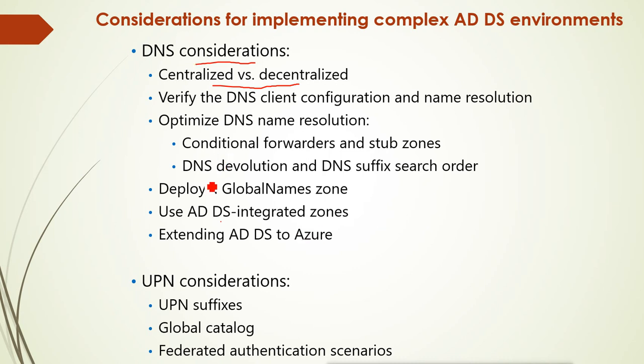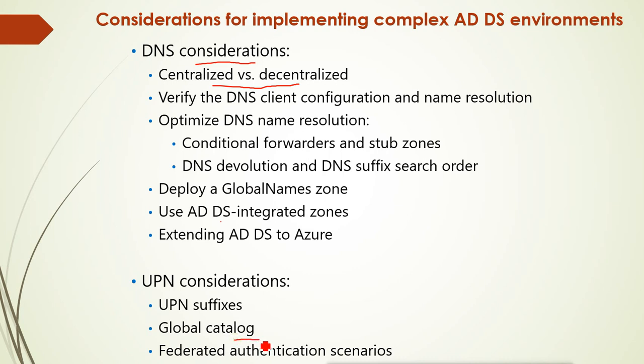Then UPN consideration. UPN means the user principal name: the UPN suffix, global catalog and federated authentication scenario. In this scenario, we have to consider the UPN. Now UPN can be a difficult thing, and based on that it will get the information from the global catalog server.